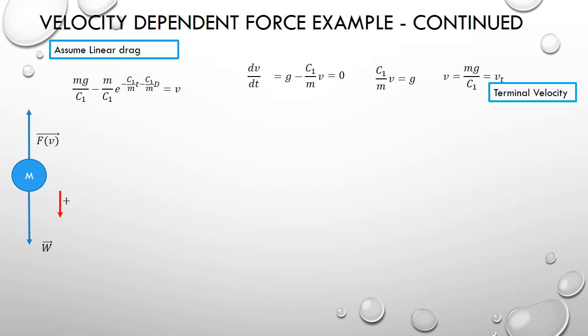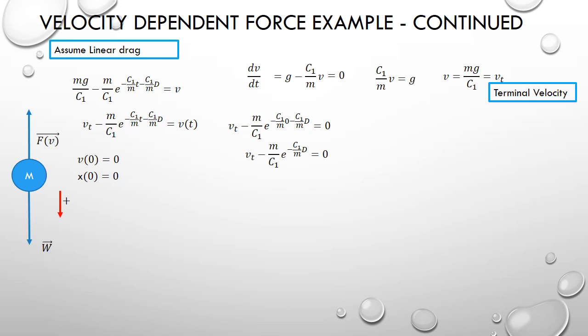Now let's solve for this integration constant d. You can see in my expression I have terminal velocity already there. We have an mg divided by c1. And now I can put in my initial conditions. At t equals 0, velocity equals 0, and at t equals 0, the position equals 0. So let's plug that in, and we get this solution.